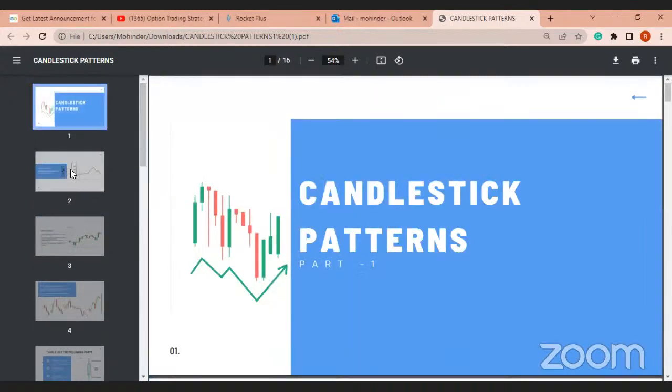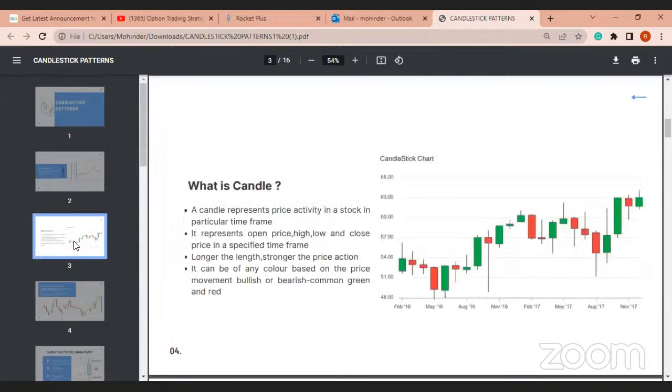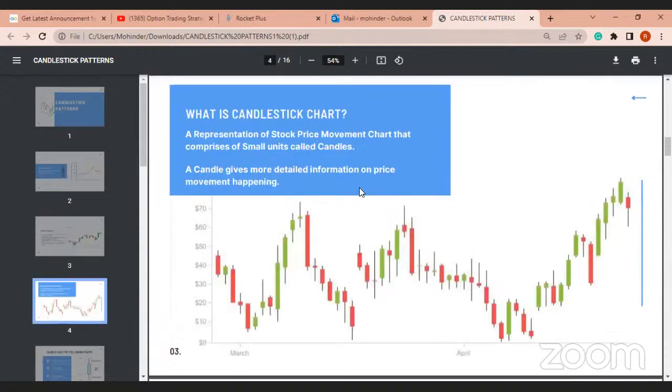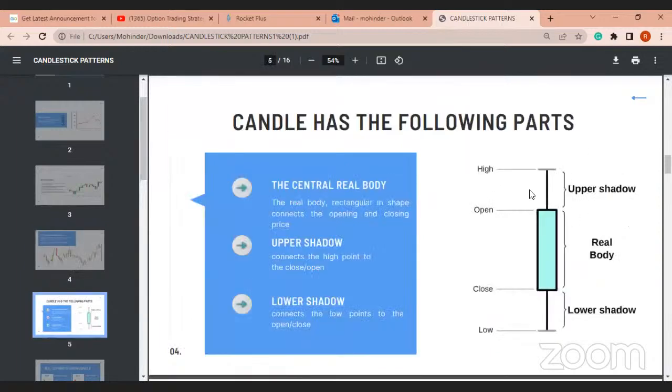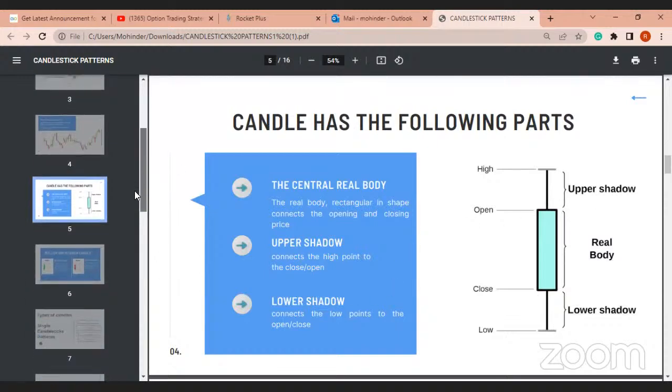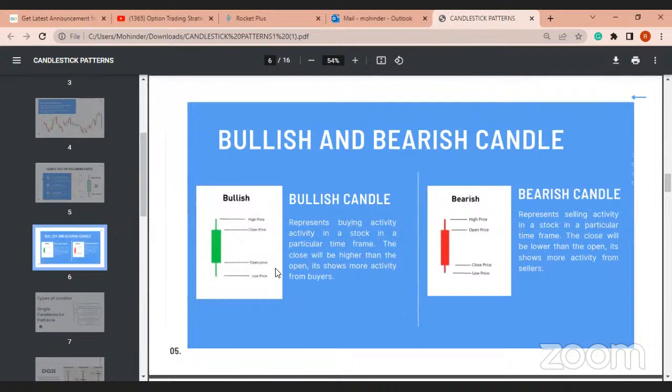We learned about candlestick patterns, the formation of a chart, how a candle is formed, what a candlestick chart is, and how you can describe the body of a candle. The candle has a real body, the upper shadow, the lower shadow, everything. And then how you can differentiate between a bullish and bearish candle. If the involvement of buyers is more, then obviously it will be bullish. If the involvement of sellers is more, then it will be bearish.